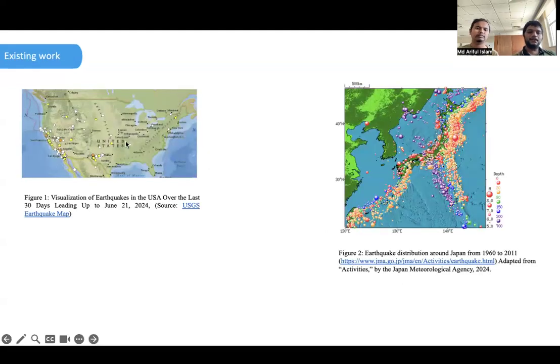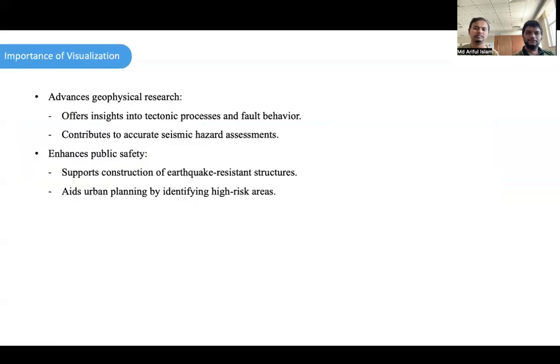In existing visualization techniques, we adopted the United States Geological Hazard Program visualization, and we analyzed the Japan visualization image from the Japanese Meteorological Agency.